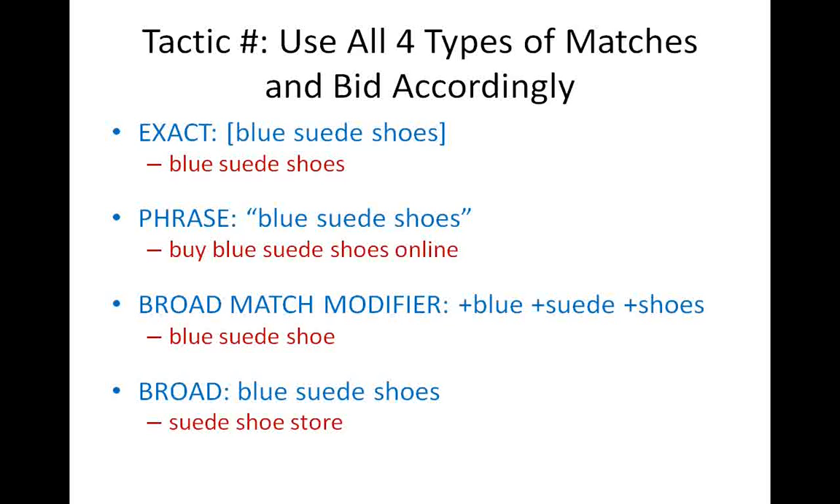And my rule of thumb is always, if you're paying $1 for the exact keyword, discount 25%. And that would be the bid for your phrase. So that would be 75 cents. And for these two, it would be 50 cents, another 25% less. Okay, so $1, 75 cents for phrase, and 50 cents for the broad match modifier and broad.